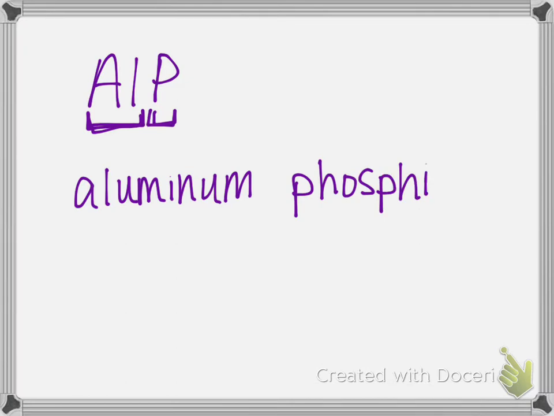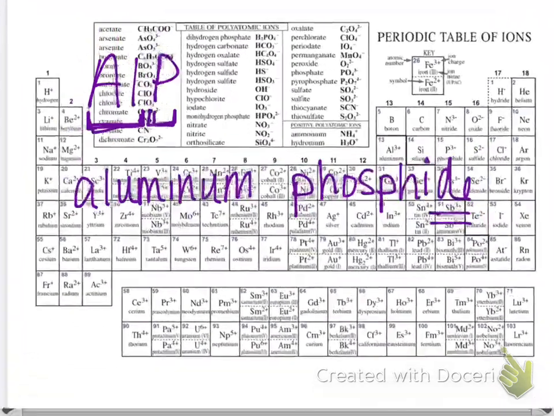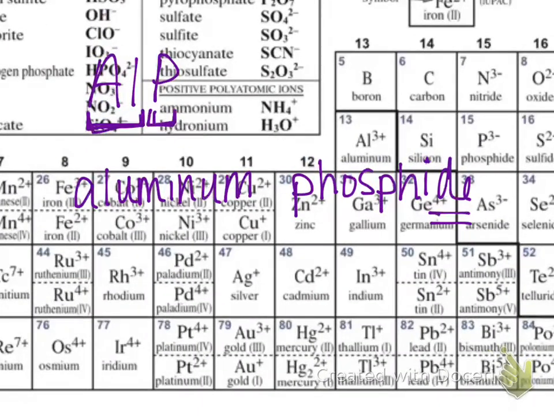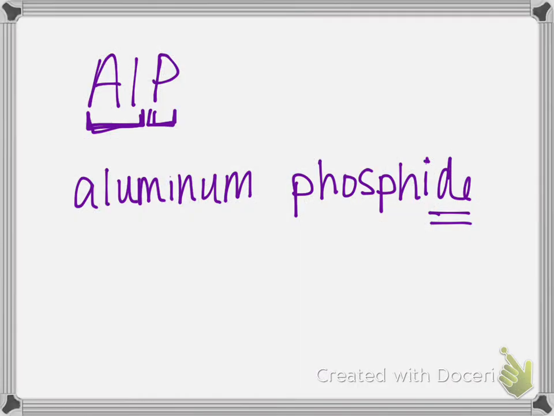Remember, the second element always ends in IDE, or the anion ends in IDE. We also see that on our periodic table here. If I pull up that periodic table of ions, there's phosphide right there. Since we put together aluminum, which is +3, and phosphide, which is -3, that's how it tells us we needed to use the IDE version. Okay, so phosphide there. Aluminum phosphide is the name of that molecule.